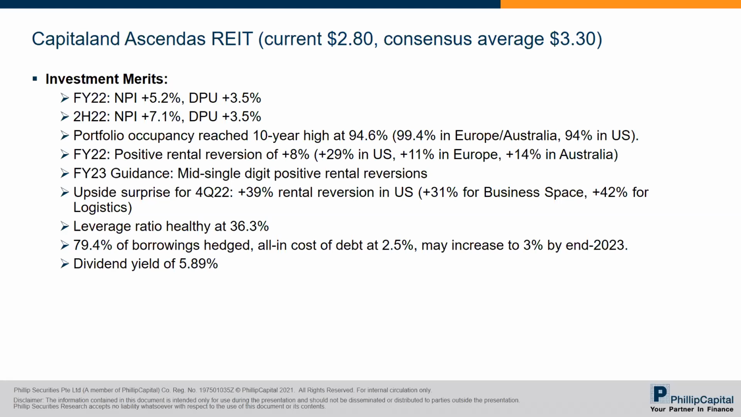And due to this very strong demand for their property under Ascendas REIT, they are able to do a positive rental reversion of 8% across their portfolio. So we are looking at almost 30% rental reversion in the US. Also, the property demand in the US is still very strong. And the outlook for 2023 is a mid-single digit positive rental reversion, meaning they're still looking at further rental reversion for this year.